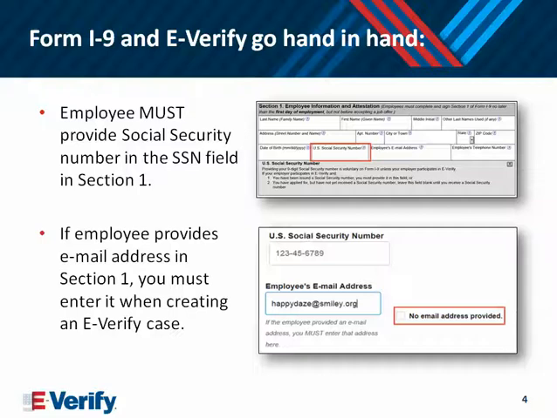On the computer fillable form, it states this when the helper text bubble is clicked. For the second bullet point, if the employee provides his or her email address in Section 1, then you will either enter it when creating the E-Verify case, or you will select No Email Address Provided. One or the other will need to be selected before continuing with the case.